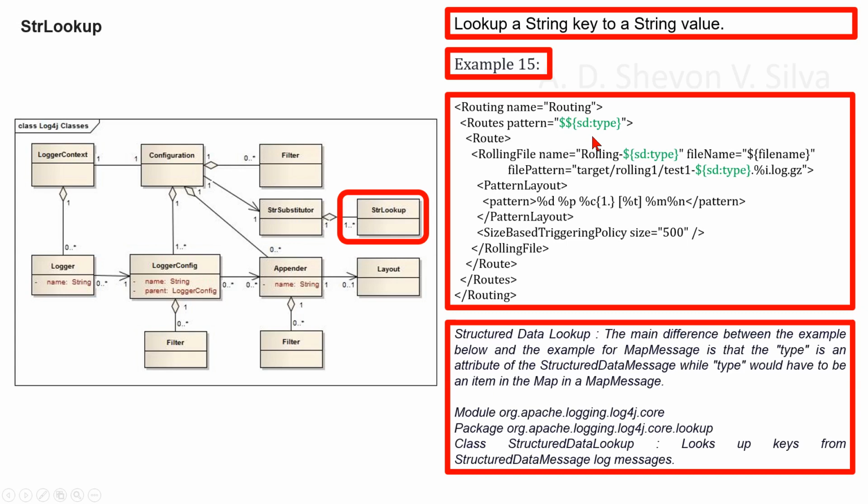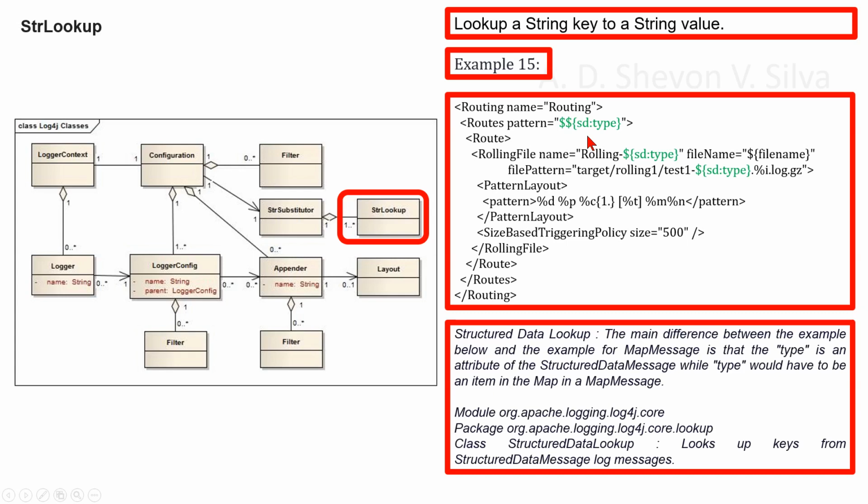The class StructuredDataLookup in package org.apache.logging.log4j.core.lookup in module log4j-core looks up keys from the structured data message log messages. The structured data lookup is very similar to the map lookup in that it will retrieve values from structured data messages. In addition to the map values, it also returns the name portion of the ID, not including the enterprise number, and the type field.